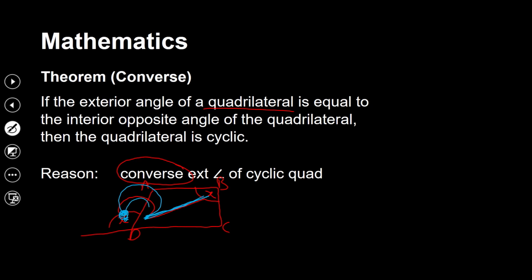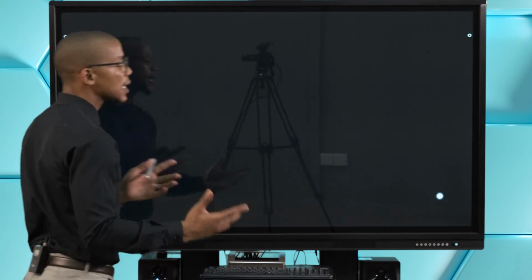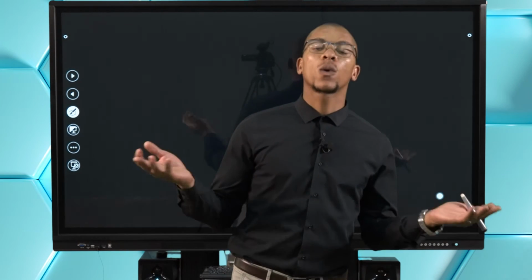Exterior is equal to interior opposite. That's what you please need to be thinking about going forward. And then my reason will include the word converse. Why converse? Because we did not know that this is a cyclic quadrilateral.